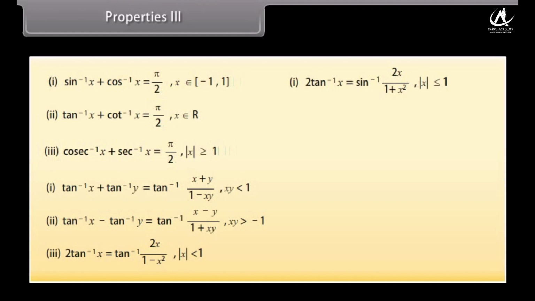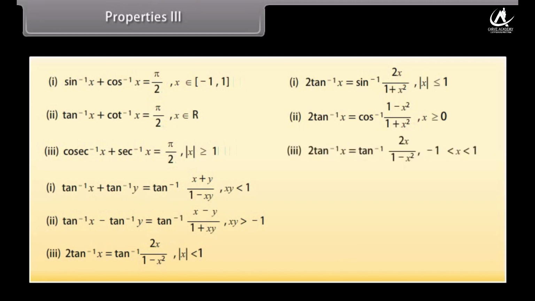2 tan inverse x is equal to sine inverse 2x by 1 plus x square, modulus of x is less than or equal to 1. 2 tan inverse x is equal to cos inverse of 1 minus x square by 1 plus x square, x is greater than or equal to 0. 2 tan inverse x is equal to tan inverse 2x by 1 minus x square, minus 1 is less than x is less than 1.